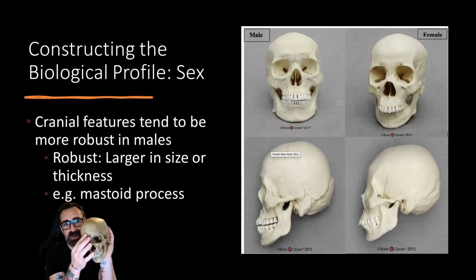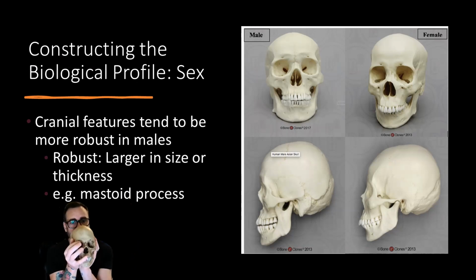You can look at the size of the brow ridges here. So these are the brow ridges. You can also look at whether the edge is angular: if you rub inside the eye orbit and it's sharp, that tends to be a feature we see more in female skulls than male skulls. And then one of the key features that we'll use is the mastoid process.